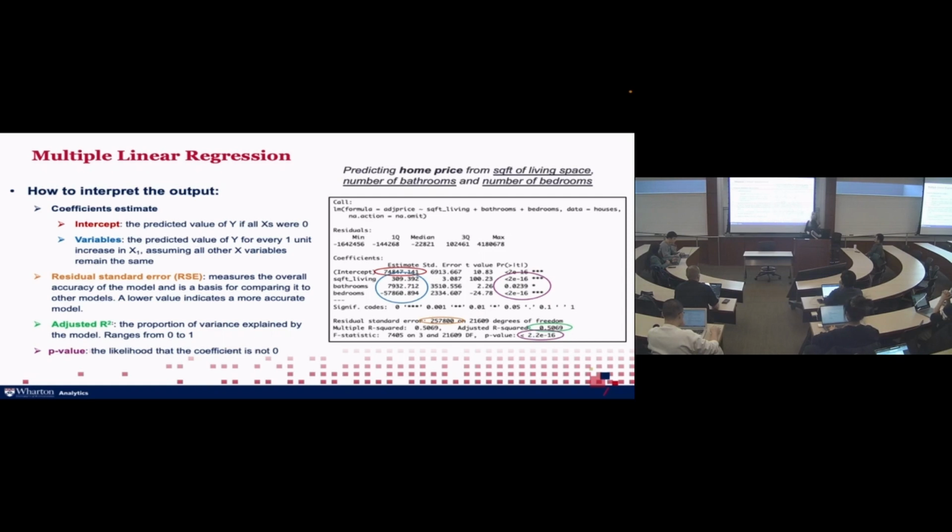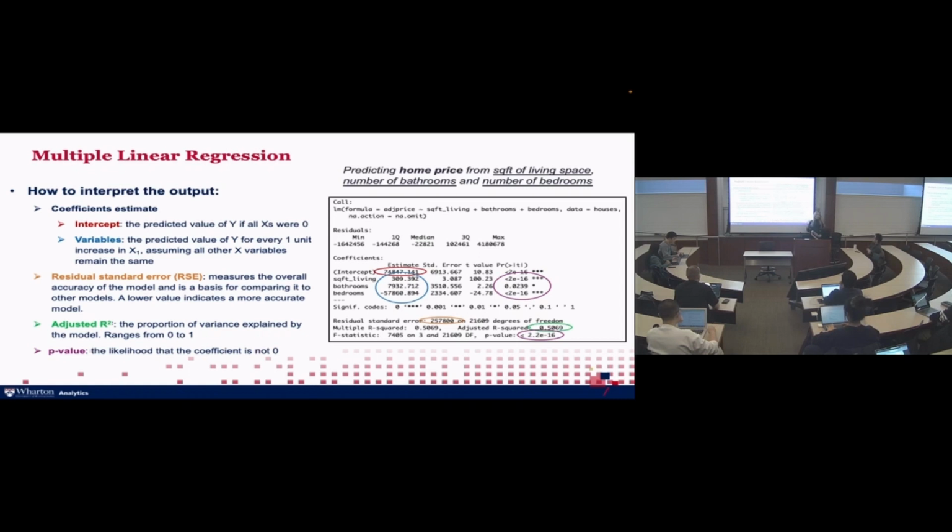For every 1 unit increase in square footage of a home, we can expect the value of that home to increase by $309 if the number of bathrooms stays the same and the number of bedrooms stays the same. You always have to add that in to your interpretation of regression coefficients. And we do the same.